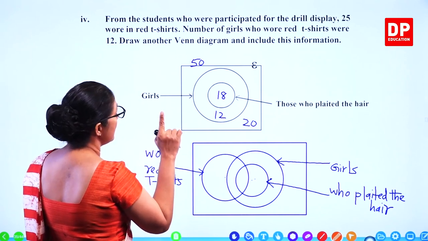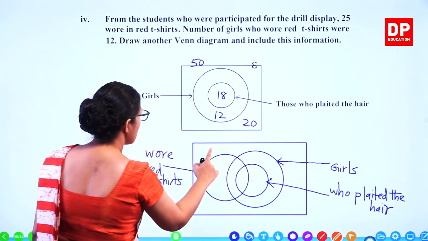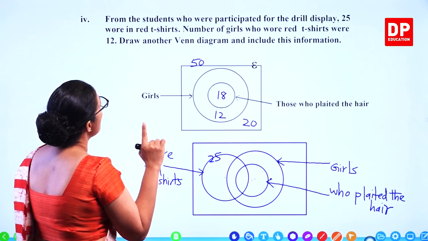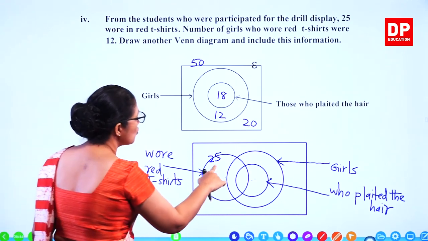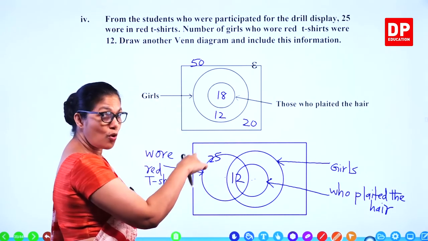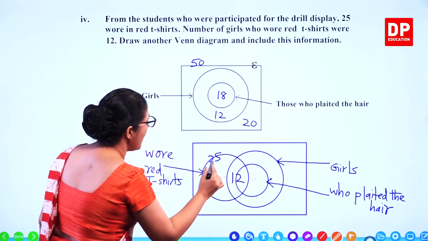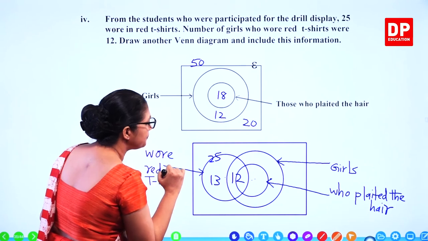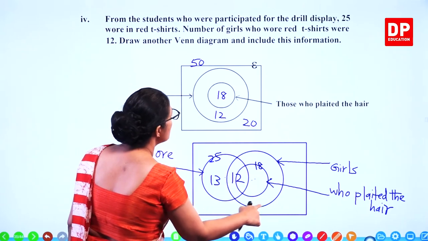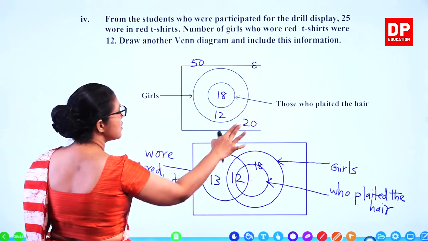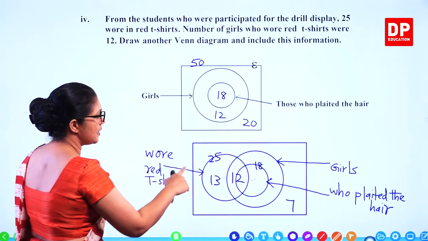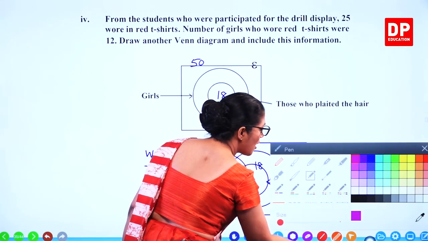So it says, again read it, 25 wore red t-shirts. So 25, and it says number of girls who wore red t-shirts were 12. So this part, whole thing is 12, we don't know exactly whether this region or this region. So the whole thing is 12. And 25 minus 12, this is 13. And 18 before for this whole circle. And 12 here we can't mark. What about the outside now? Earlier 20, now 13 already there. So this should be 7. 13 plus 7, 20.